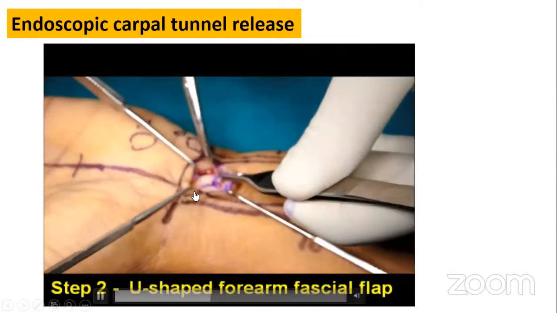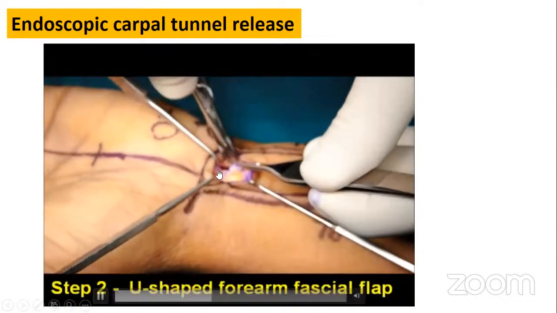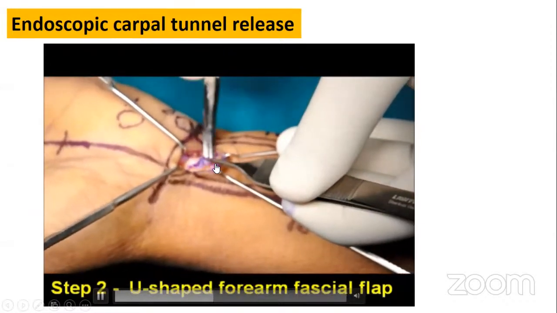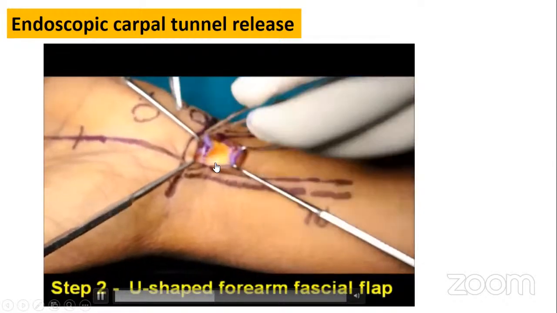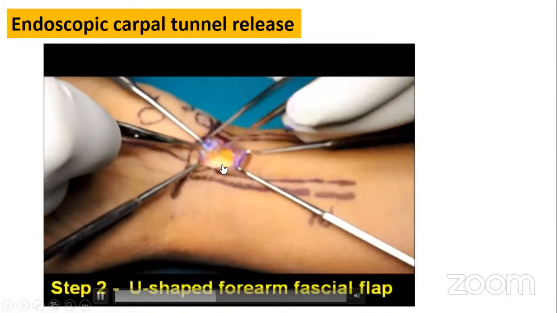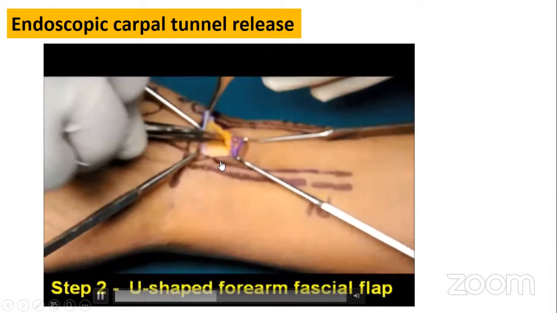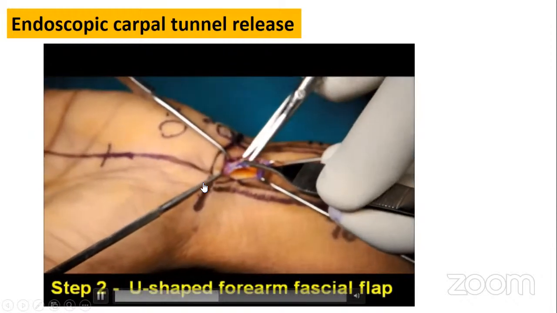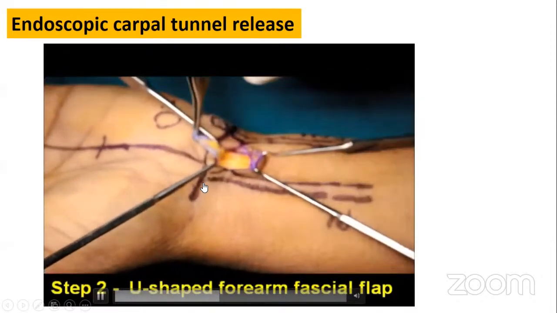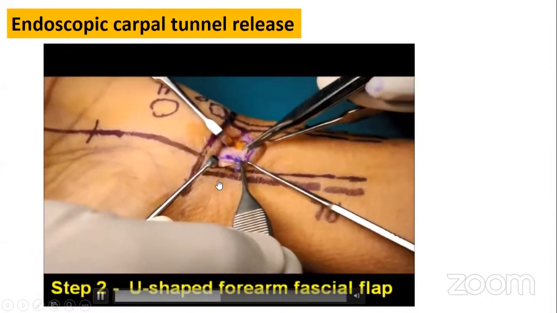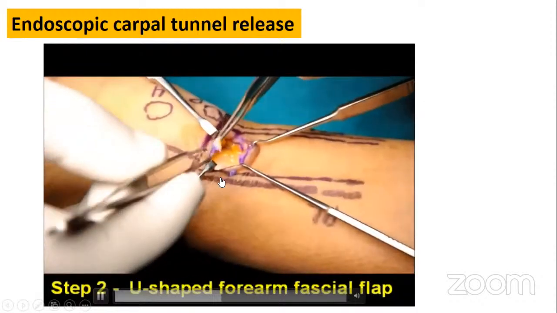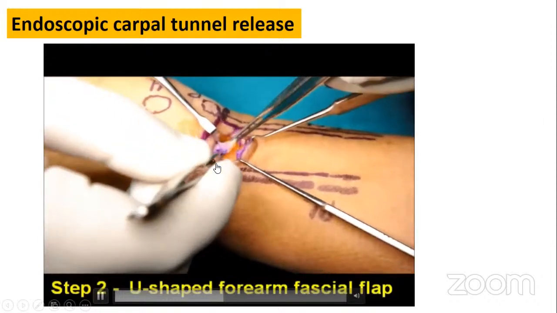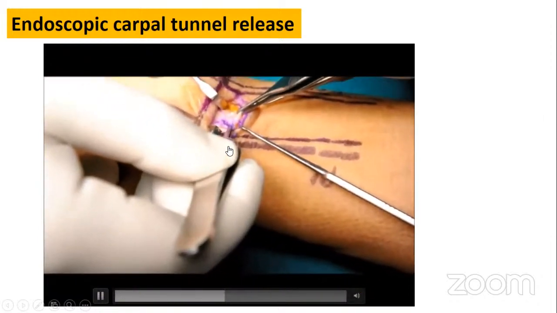So this is the kind of inverted U flap I'm raising from the deep fascia there, and just below will be the nerve. The yellowish structure will be the nerve, and once you get in there, you have to start dilating the tunnel. You can keep that flap there, or you can take it off, it doesn't matter. So just showing that flap again, and then you start dilating the tunnel itself.